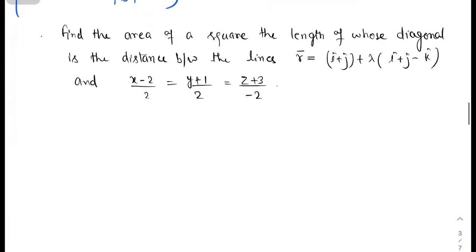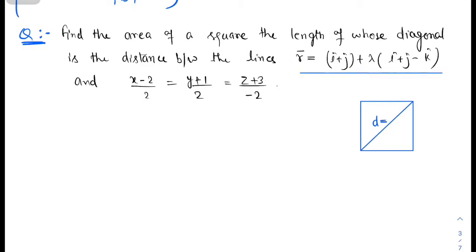Okay, so let us see what this question says. The question is, find the area of a square the length of whose diagonal, let's suppose this diagonal D, is given as the distance between these lines. One line is in vector form, the other line is in Cartesian form or 3D form, but you can easily see what the parallel vector is.